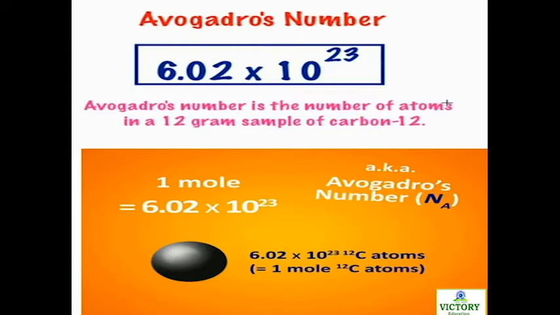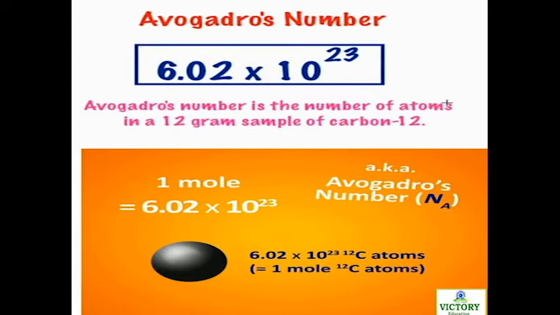Where we really use Avogadro's number in real life is in chemistry, when we deal with atoms. Avogadro's number is equal to the number of atoms in 12 grams of carbon. If you take 12 grams of carbon atoms, it has 6.02 times 10 to the power of 23 atoms in it.